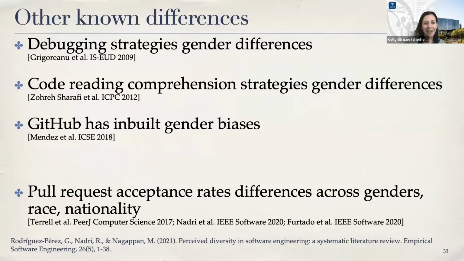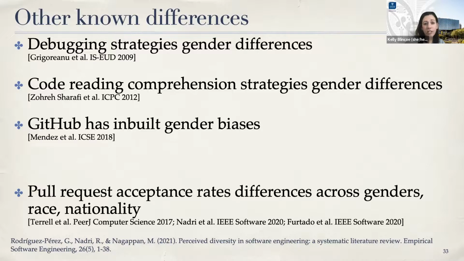And this study, my study, was not the only one to have looked at differences across software practices and software tools regarding different demographics. A previous study found that there are differences in gender for debugging, how people debug their code. This study found that women use different debugging strategies, and even when they use the same debugging strategies, they use them slightly differently.